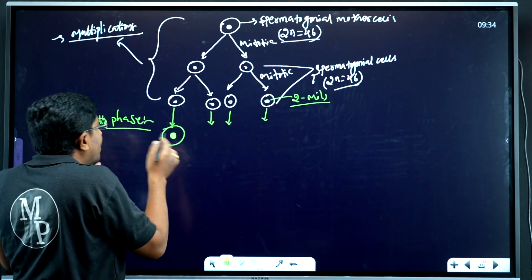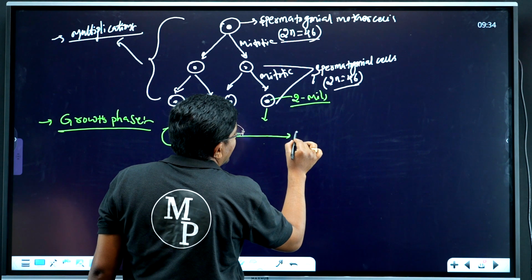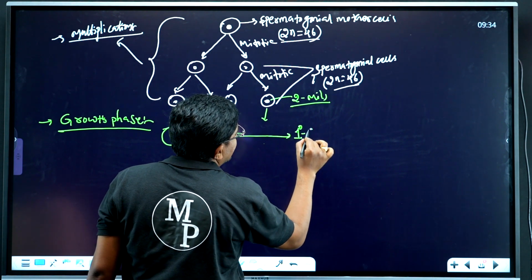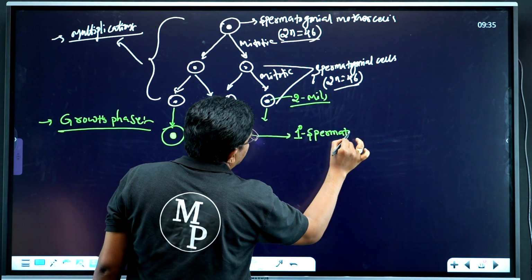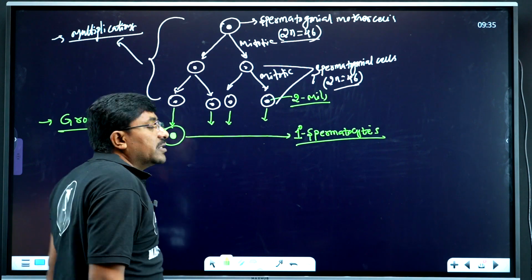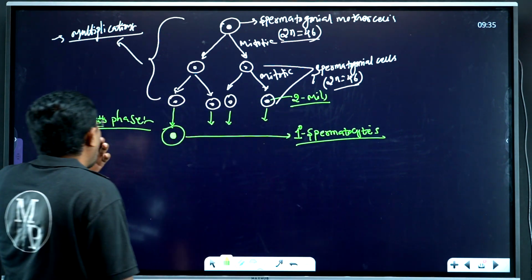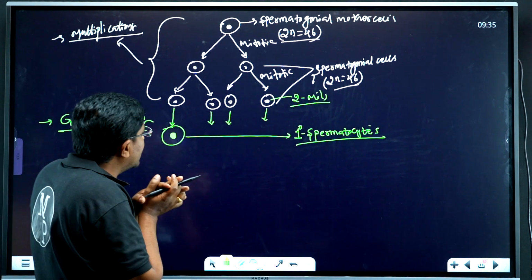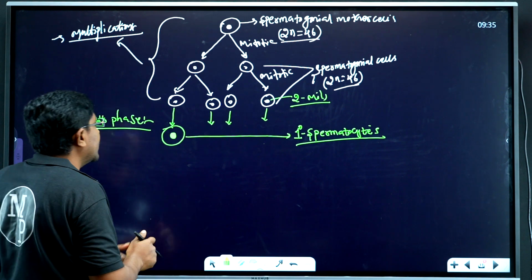After completion of the growth phase, these cells are called primary spermatocytes. These are the primary spermatocytes. See how the size of the cell is increased after completion of the growth phase. That is one important point.